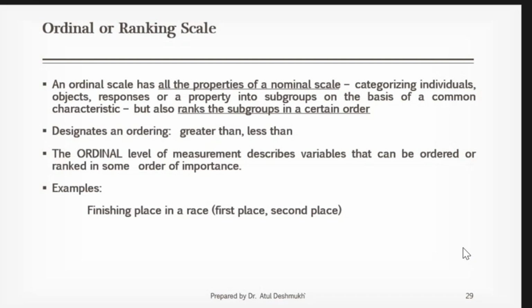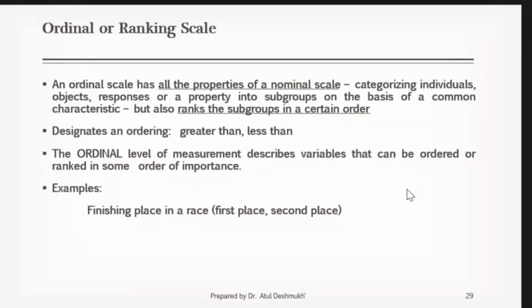Okay, it will classify you people for this particular test. All people appearing for this test, maybe males or females. Apart from classifying, it will also rank you. Categorizing individual objects, responses or properties into subgroups on the basis of common characteristic, but also ranking the subgroups in certain order. So after the exam, you will be ranked.